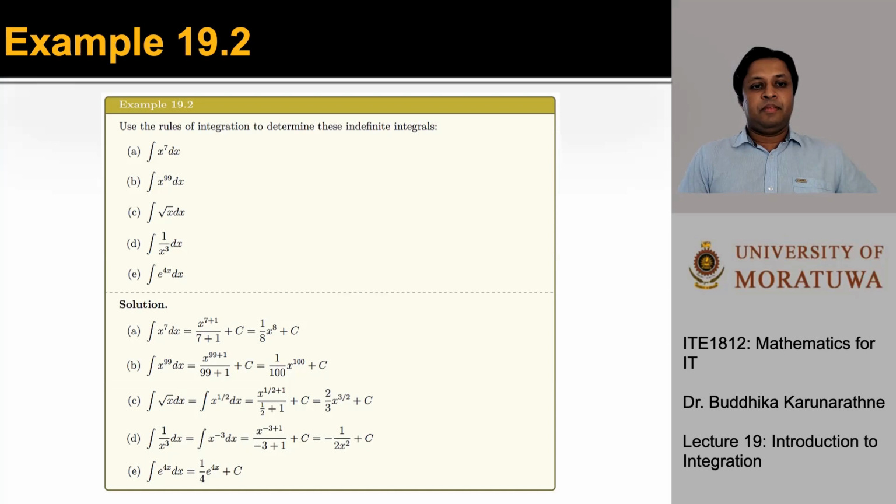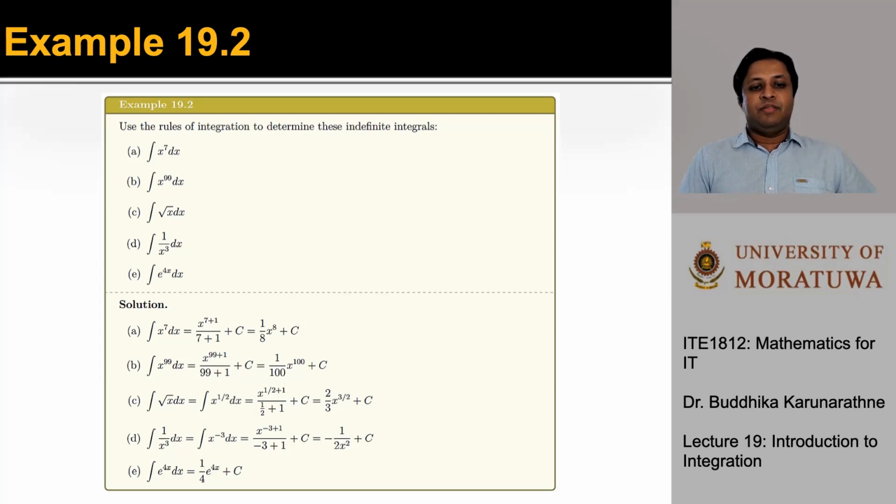plus c. The second one is similar, x to the power 99 with respect to dx. You have x to the power 99 plus 1 over 99 plus 1 plus the constant, and that will give you x to the power 100 over 100 plus c. The third one is the square root of x. In other words, it is x to the power half, or 0.5. When you integrate, you can use the same power rule. So it is x to the power half.